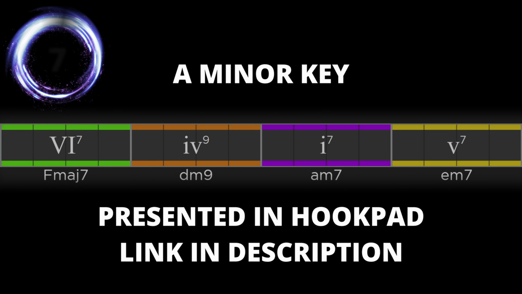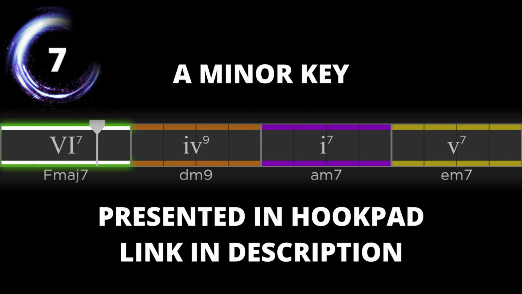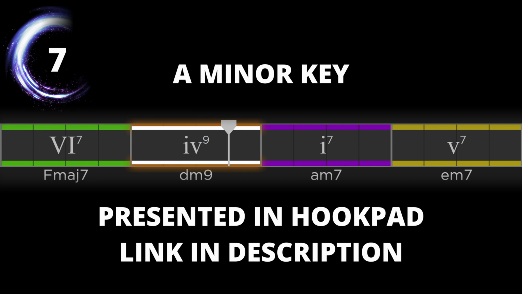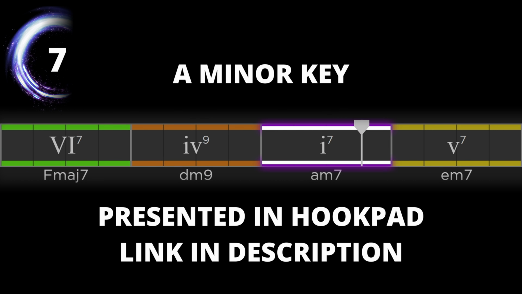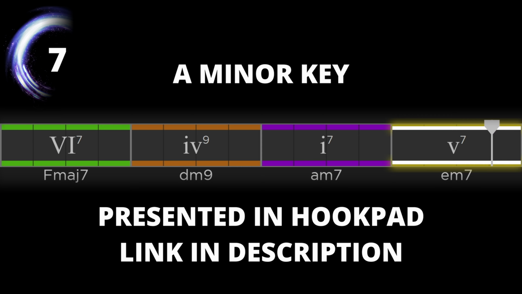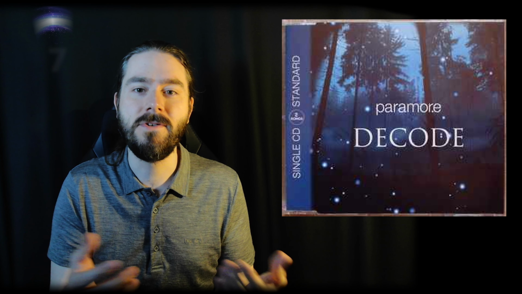In at number 7, 6 major 7th, 4 minor 9th, 1 minor 7th, 5 minor 7th. This example again shows how the minor 9th chord pairs nicely with all types of 7th chord. You can hear this in Decode by Paramore.